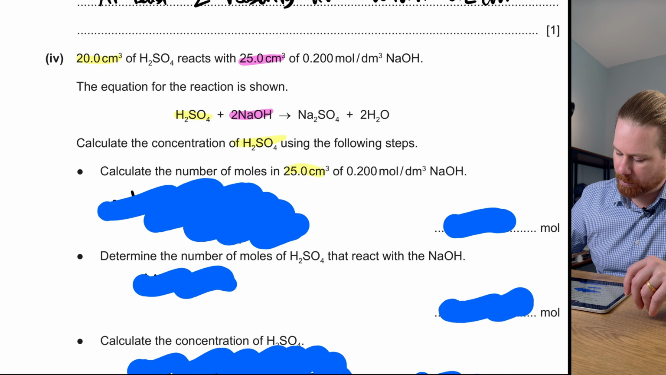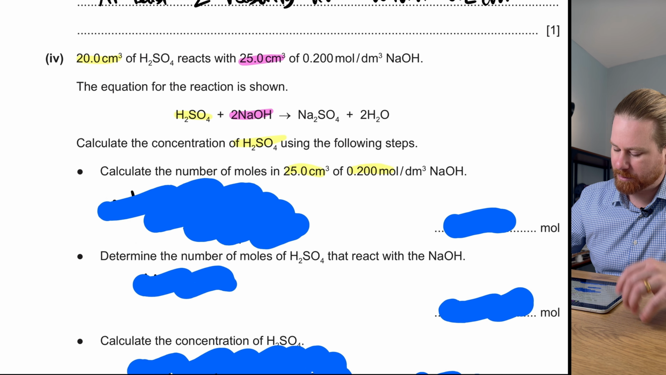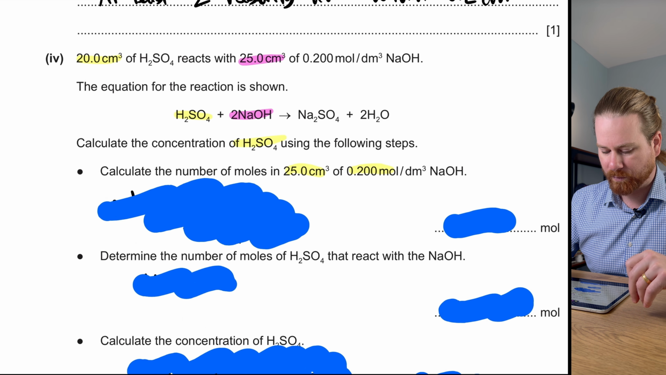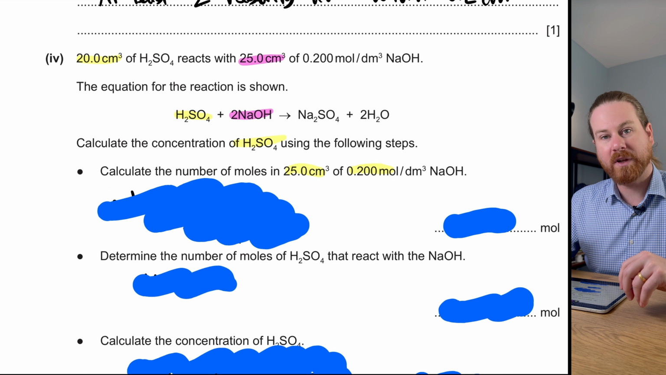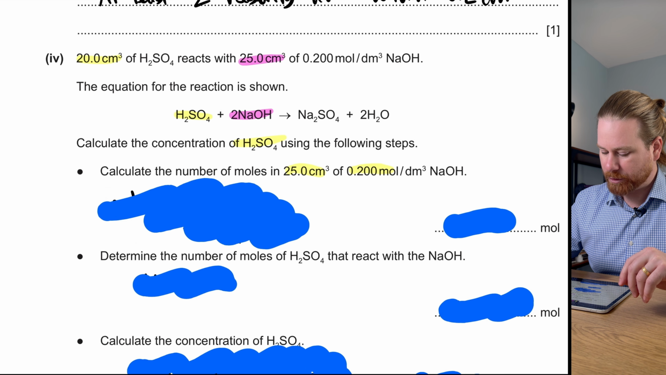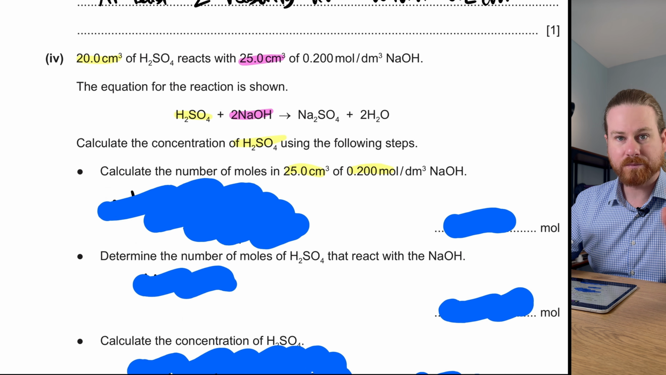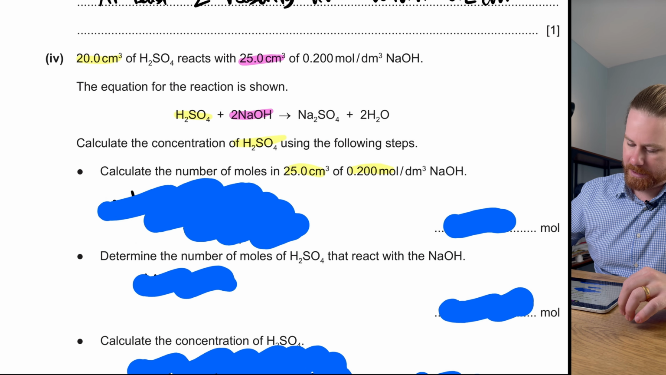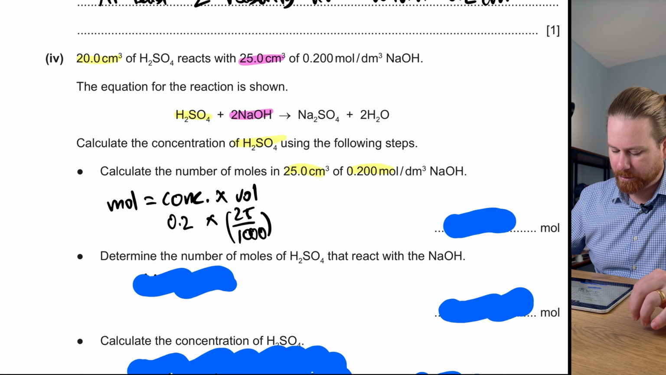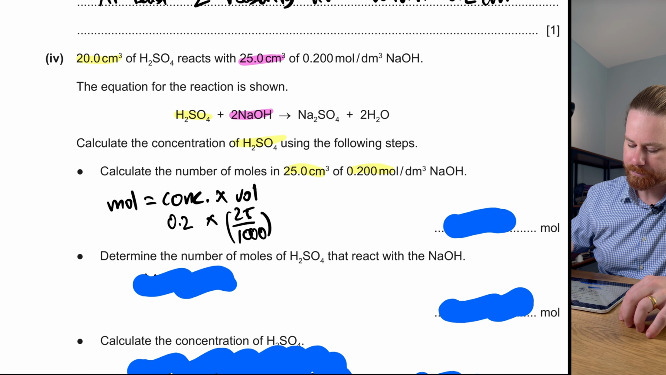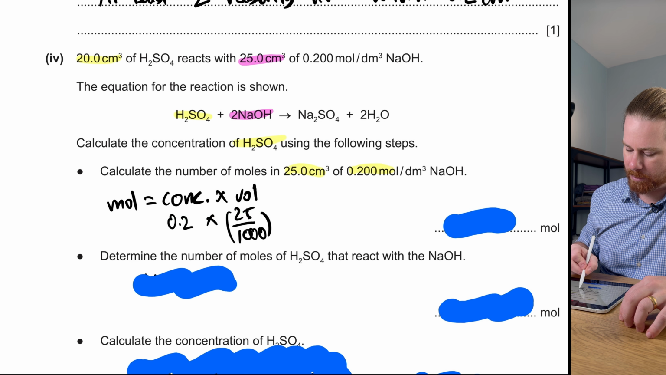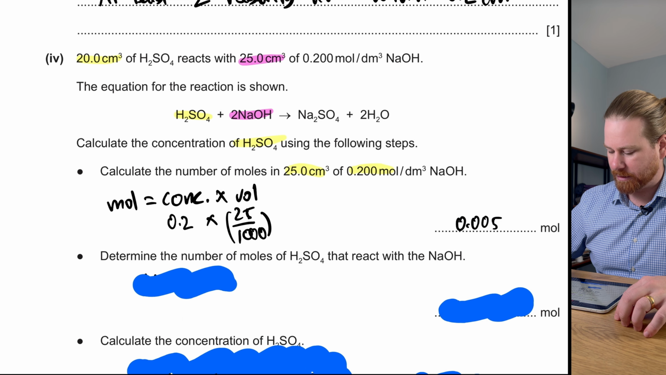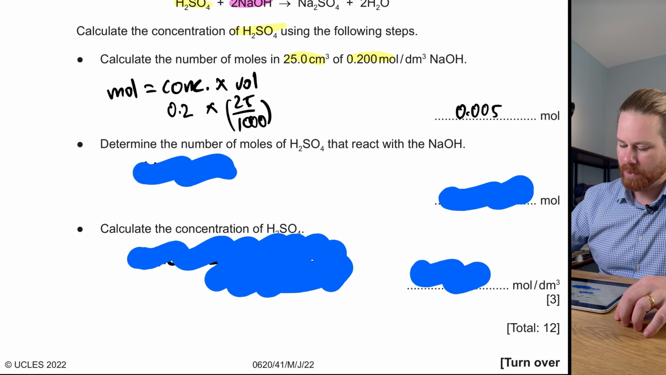So first of all, how many moles do we have? So this is how titrations work. Once you know the moles of one thing, you can then figure out the moles of the other thing, and then the concentration. So what do we know? Well, we have the concentration and the volume of sodium hydroxide, so we can calculate the number of moles. Here we go, so this is our equation. Concentration times volume, remembering that volume has to be in decimeters cubed, that's why we are dividing by 1000, and then we are getting our answer over here.